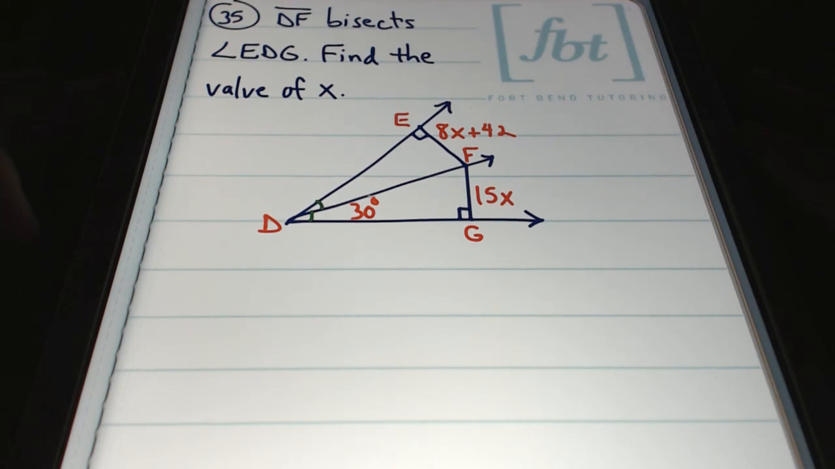So here we have problem number 35. It says that ray, because that's a ray, but they will go ahead and say that the segment DF bisects the angle EDG. They want us to find the value of x. There are several ways to go about solving this problem, guys, but I'm going to be using CPCTC, which stands for congruent parts of congruent triangles are congruent.